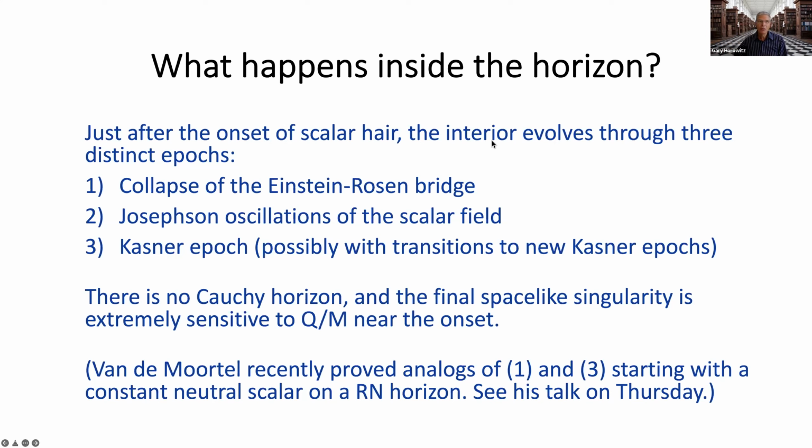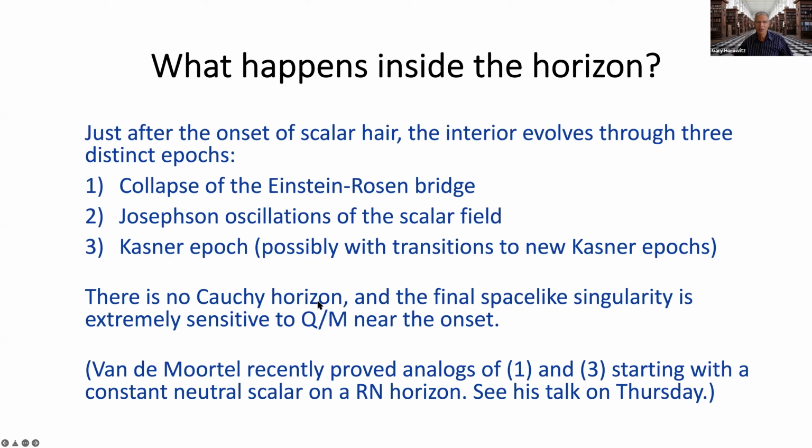And in this regime, the dynamics inside the horizon falls into three distinct epochs. We call the first epoch collapse of the Einstein-Rosen bridge. Then we have an epoch which we call Josephson oscillations of the scalar field. And finally, we enter an epoch which we call the Kasner epoch, and there can be possible transitions to new Kasner epochs. One can show that there's no Cauchy horizon.